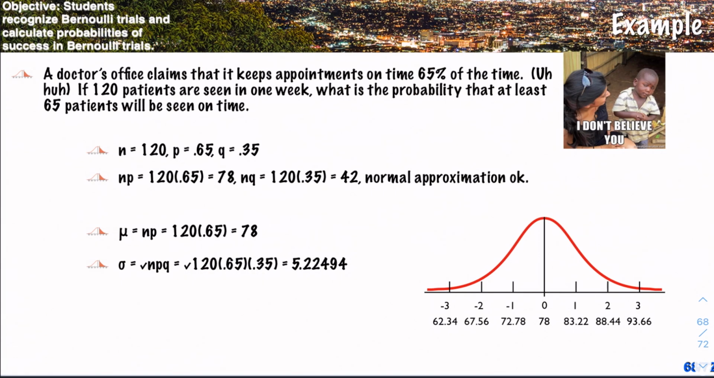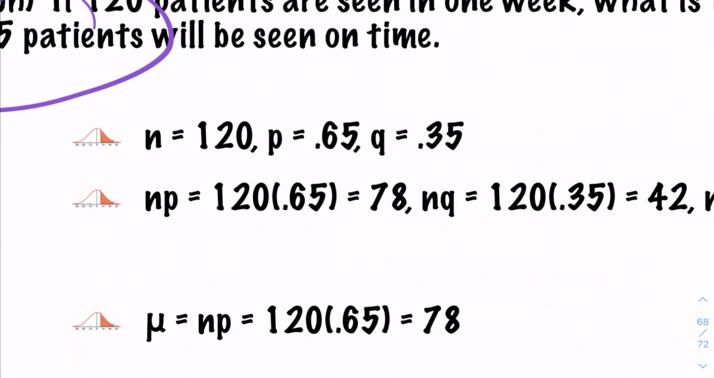Okay, one more example problem to finish this up. A doctor's office claims that it keeps appointments on time 65% of the time. If 120 patients are seen in one week, what is the probability that at least 65 patients will be seen on time? So we have N, which is 120. We have P, which is 0.65, which means Q, the complement, is 0.35.